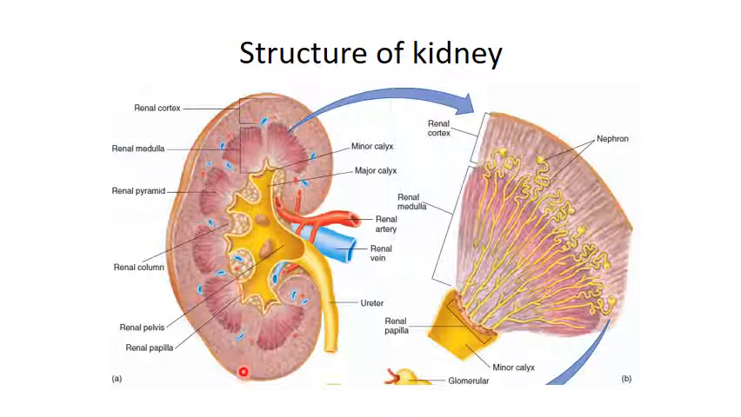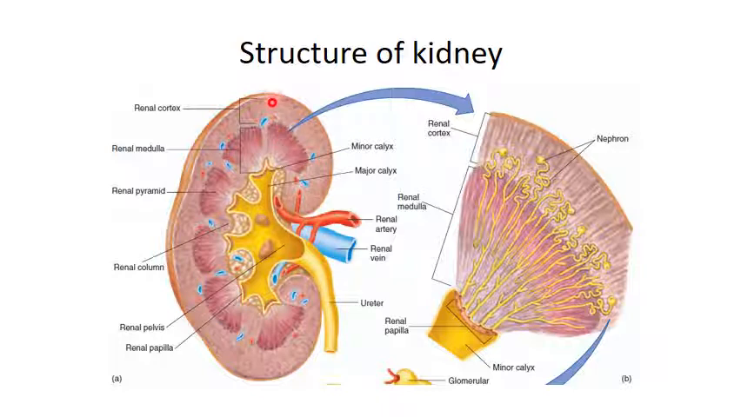The length of each human kidney is 11 centimeter and its width is 5 to 7 centimeter. The kidney is having an indentation or depression on its medial side, which is called as hilum. Hilum is the region where renal artery is entering the kidney and renal vein is leaving the kidney. And this is also the region where ureter is attached with the kidney.